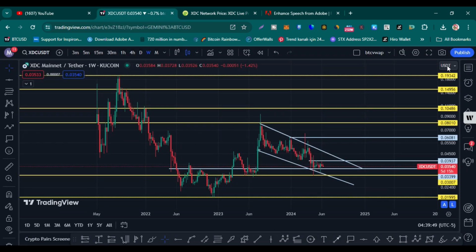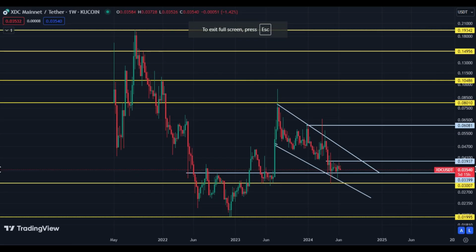Let me please show you its price chart and my price targets. Here you can see it is XDC USDT weekly chart and it is in this descending channel, or you can say falling wedge. Right now it is trading at 3.54 cents and here is a strong support area, 3.39 cents, this horizontal line.